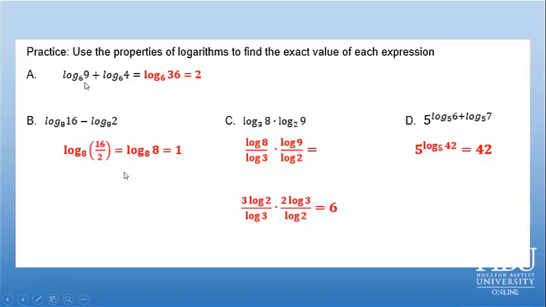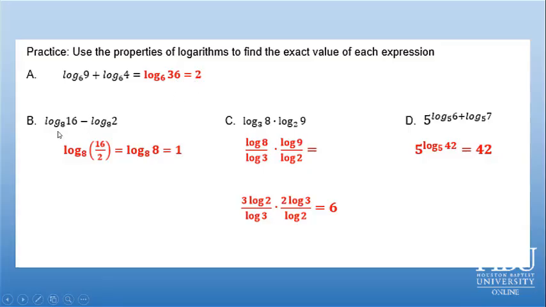The logarithm of 9 to base 6 plus the logarithm of 4 to base 6. Without a calculator, I have no idea what the logarithm of 9 to base 6 is, and I have no idea what the logarithm of 4 to base 6 is. However, I can use the product property. The sum of these logs is the log of the product. 9 times 4 is 36. And the logarithm of 36 to base 6 is exactly 2 because 6 squared equals 36.